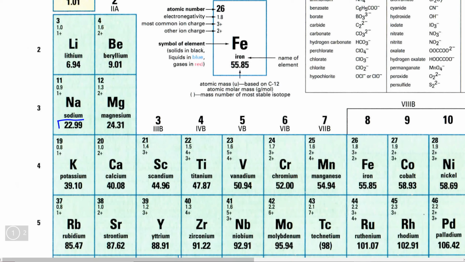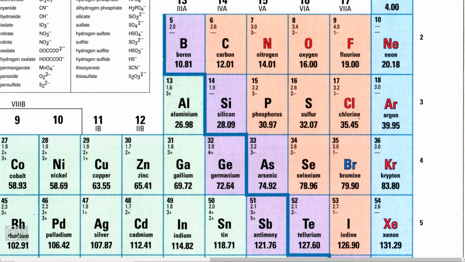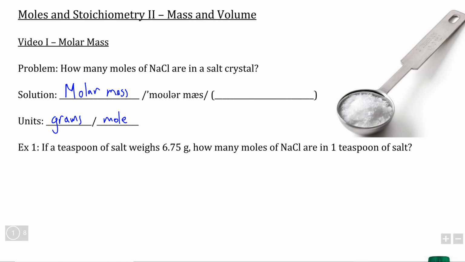Now, if we look on the periodic table, we see that the atomic mass of sodium is 22.99. And if we go over to chlorine, we see that the atomic mass of chlorine is 35.45. Now, up until this point, you haven't actually learned about what the units are for atomic mass other than in the context of protons and neutrons.